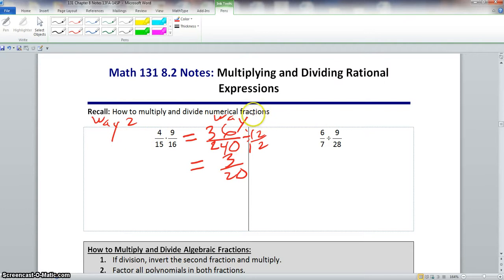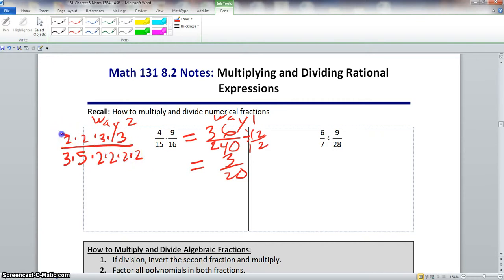So with way 2, what you could do is what we call the prime factorization method. The prime factorization of 4 is 2 times 2. The prime factorization of 9 is 3 times 3. And we would take both of these values and put them together in your numerator. Now your denominator, the prime factorization of 15 is 3 times 5. And the prime factorization of 16 is 2 times 2 times 2 times 2.